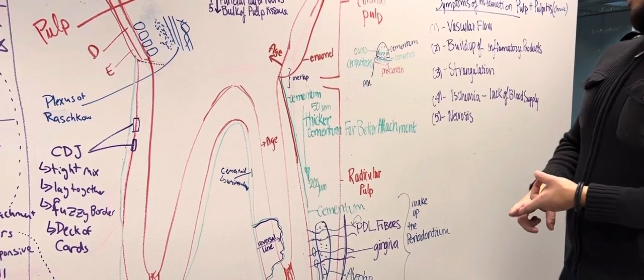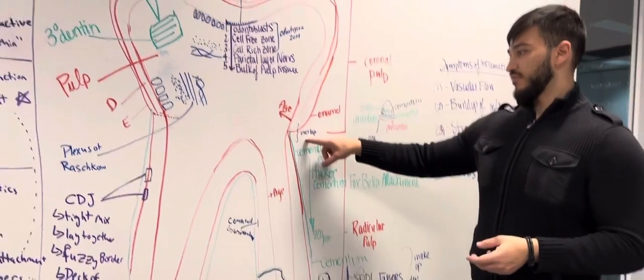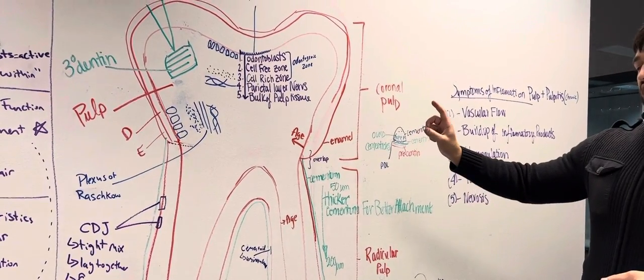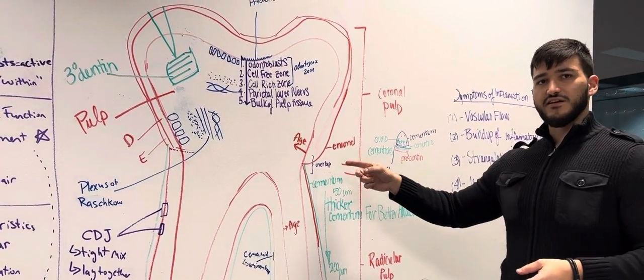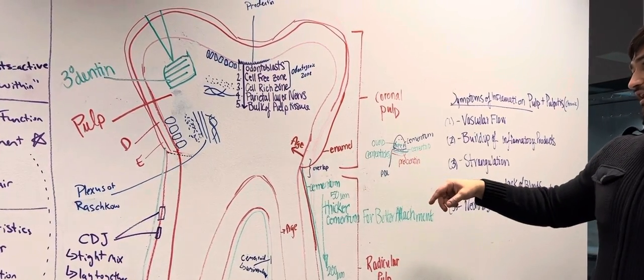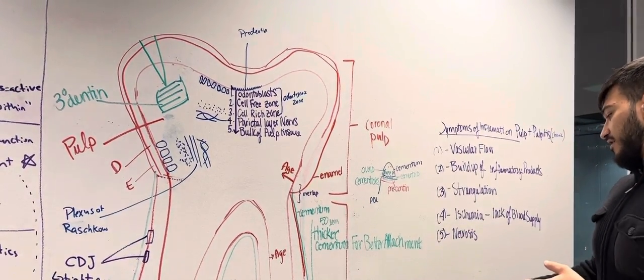So first, the cementum does meet the enamel, and it can overlap. What is it? OMG. OMG was M. So overlap, meet, and gap. And O is the most common, so overlap is the most common.